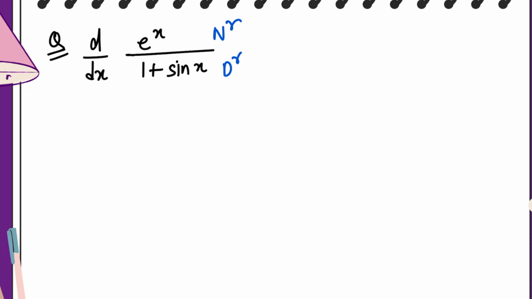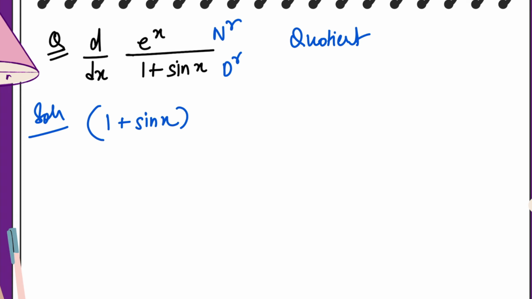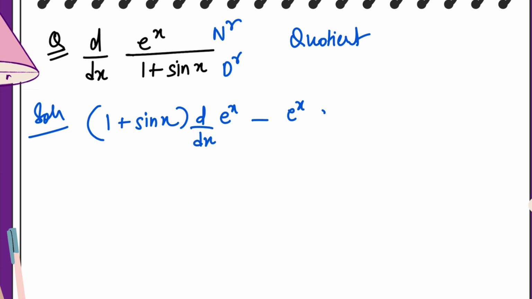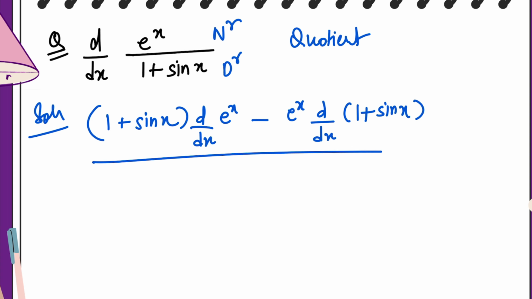Next question. Differentiation of e to the power x divided by 1 plus sin x. Now this is the numerator and this is the denominator. We'll be applying the quotient rule here. So first we'll write the denominator, then differentiation of the numerator, minus numerator and then differentiation of the denominator, d by dx of 1 plus sin x, divided by 1 plus sin x whole square.